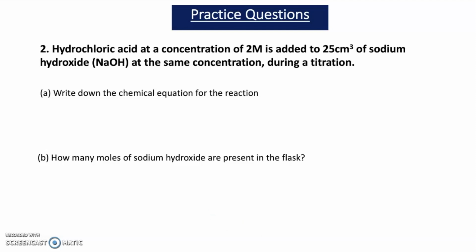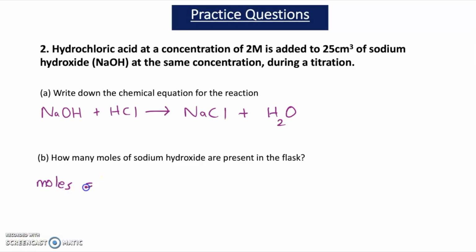So this question says hydrochloric acid at a concentration of 2 moles per decimeter cubed is added at 25 centimeters cubed of sodium hydroxide at the same concentration during a titration. And part A is asking you to write down the chemical equation for the reaction. So this will simply be NaOH plus HCl forms NaCl and H2O. And like any equation in a titration calculation, this is important because it tells you the ratio of moles of acid and alkali.